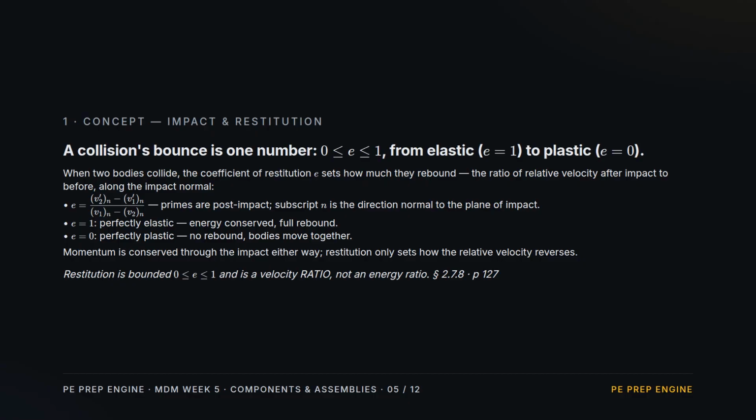Concept 4. Impact and restitution. When 2 bodies collide, one number, the coefficient of restitution, sets the bounce. The ratio of relative velocity after to before, measured along the impact normal. It runs from 1, perfectly elastic with full rebound and energy conserved, down to 0, perfectly plastic, where the bodies move off together. Momentum is conserved through the collision, regardless. Restitution only fixes how the relative velocity reverses.